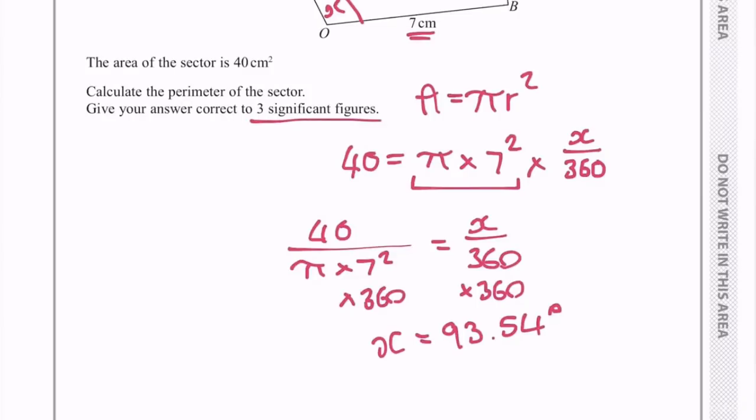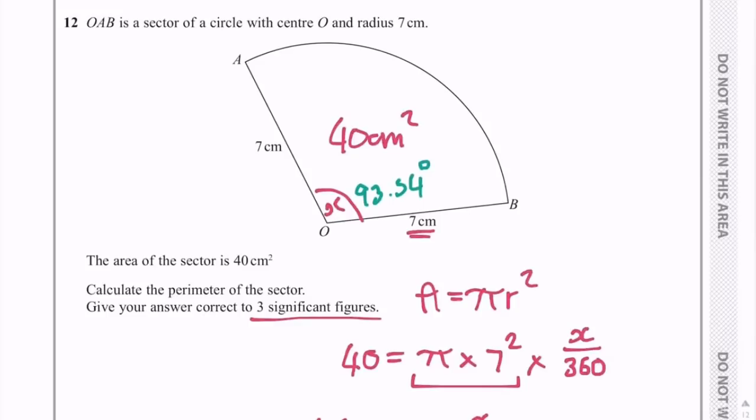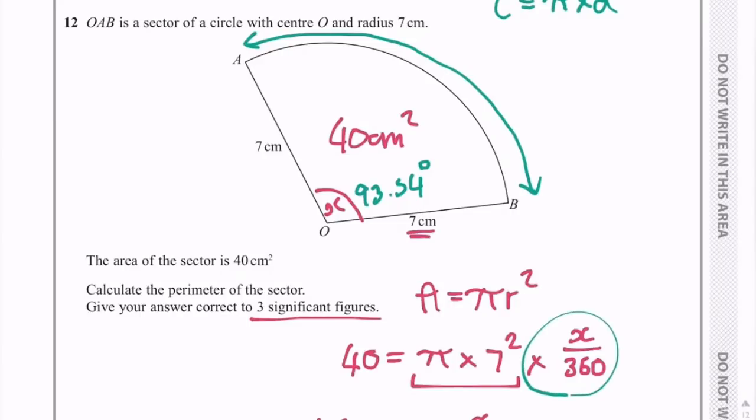So now we have the amount of degrees in this circle sector. We've got 93.54. You can label that on if you want. And we can now use that to work out the perimeter of this sector. Coming back up to the top, we're going to work out the perimeter, which means we need to find the length of this arc, which is part of the circumference. The formula for circumference is pi times diameter. But to find the length of this arc, we're going to use a similar process like we did down here. We're going to multiply it by 93.54 over 360.